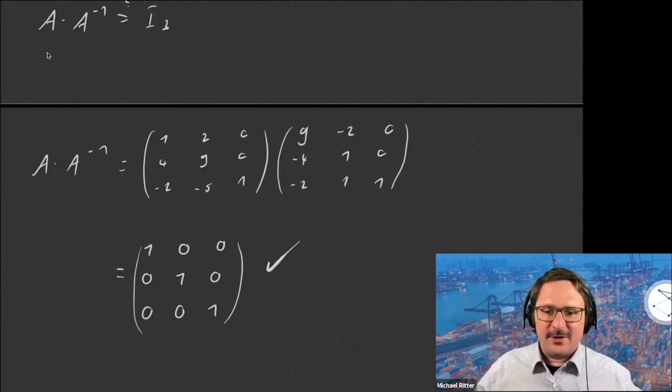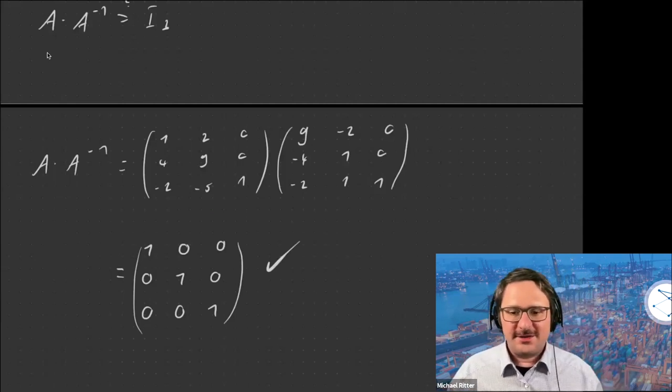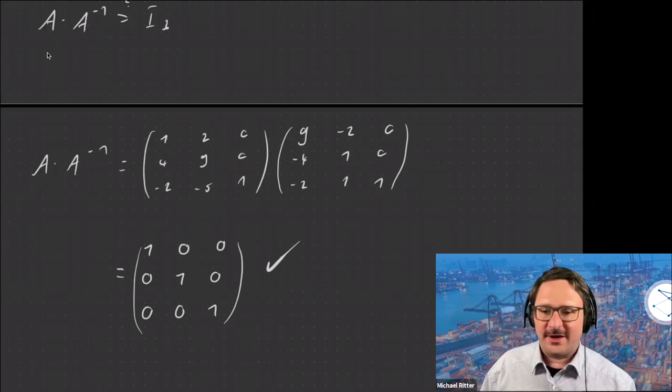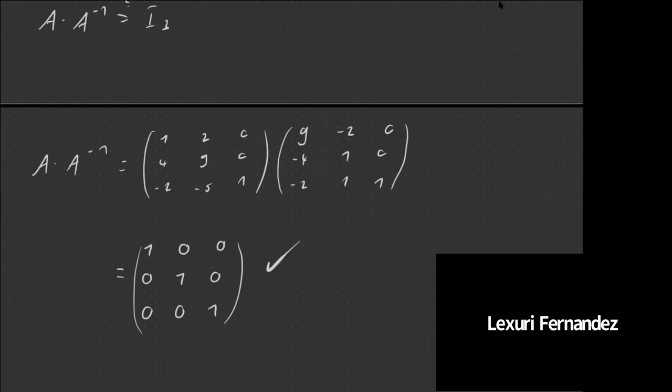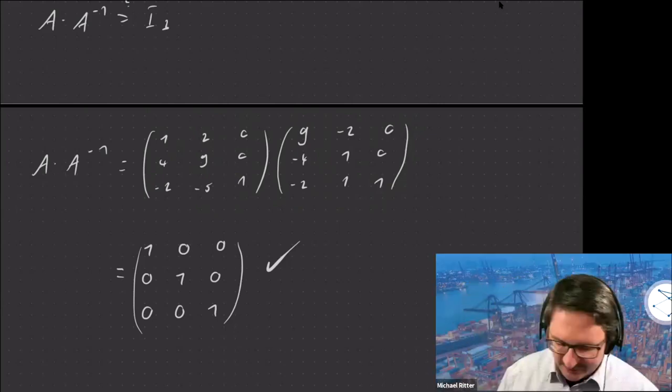Okay, so that's how you compute inverse matrices. And of course that works for matrices of arbitrary sizes. It just gets a little more work. Let's see if there are any questions so far. Yes, there are. One of the questions is, what happens if we get a zero row after using Gaussian elimination?